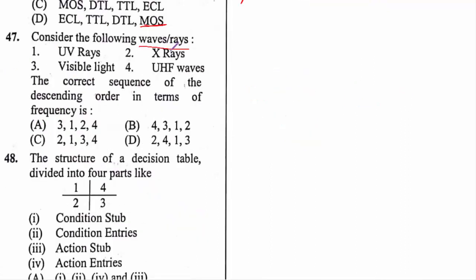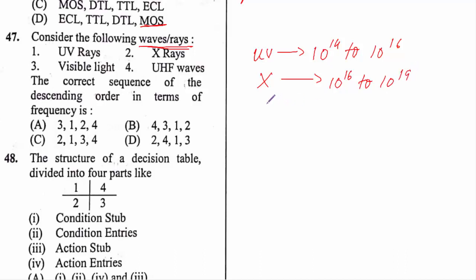47th question. You have to arrange the frequency of the waves or rays in descending order. First one is UV. In the case of UV, the frequency is of the order of 10 power 14 to 10 power 16. In the case of X-rays, the frequency is of the order of 10 power 16 to 10 power 19. In the case of visible, it is of the order of 770 tera. Tera means 10 power 12.